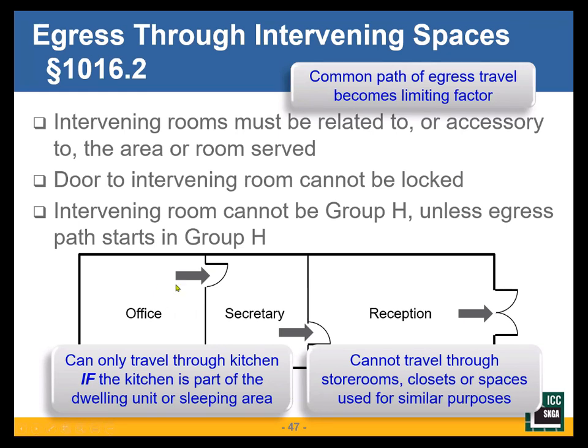The only limitation is my common path of egress travel, because I'm going to measure my common path of egress travel from the furthest point, here, all the way out to the point where I have a choice of 2 directions to go.